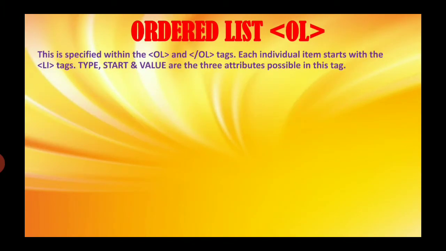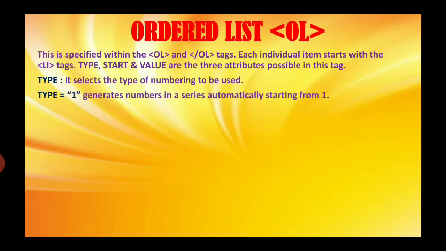Now this is specified with the ordered list, OL. So ordered list tag, opening and closing tags. Each individual item starts with list item li tags. Type, start and value are the three different types of attributes which are possible in this tag. Type selects the type of numbering to be used, whether you want 1, 2, 3, 4 or you want Roman numbers or you want small letters. So all this you have to mention in the type.